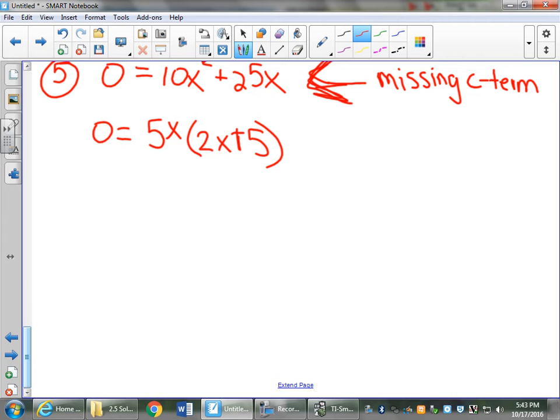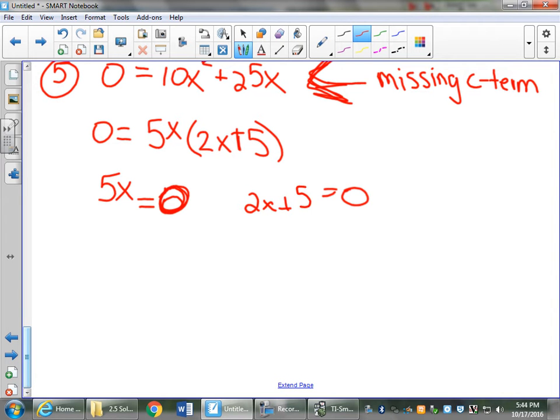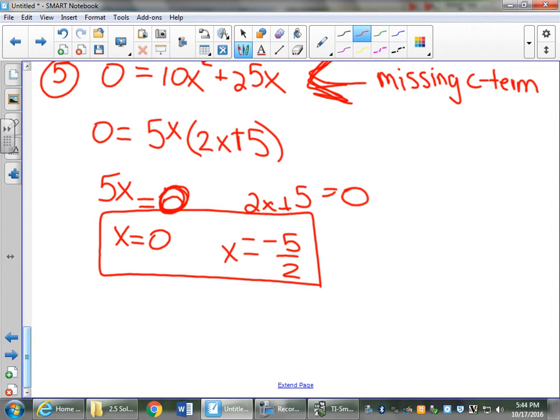To find your solutions, you're going to set each factor equal to 0. You technically don't need to take the 5 with it, but you can. So you have 5x equals 0, and you have 2x plus 5 equals 0. First one, if you divide by 5, you're going to get 0. And the second one, if you subtract the 5 and divide by 2, you're going to get negative 5 halves. Okay, so two solutions.